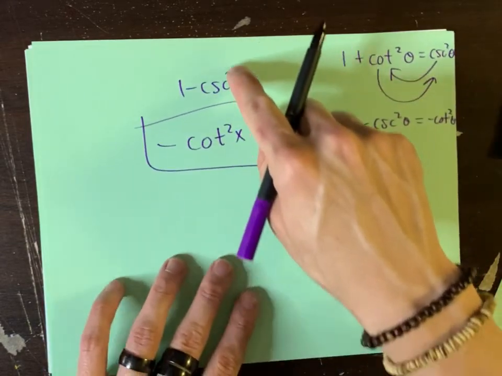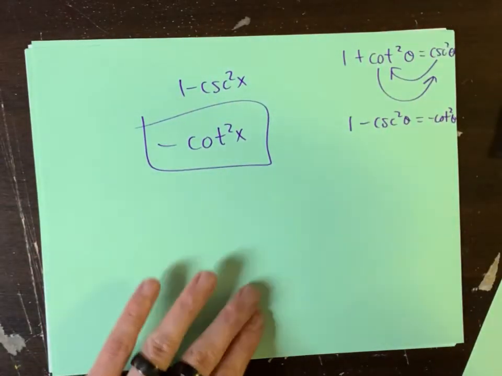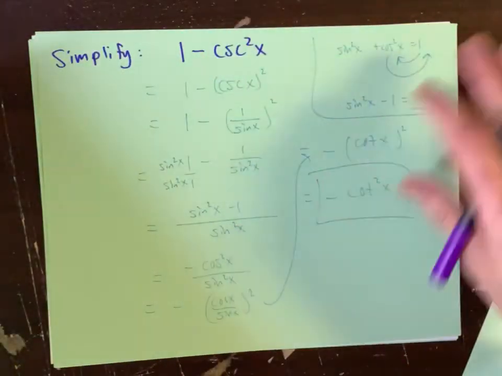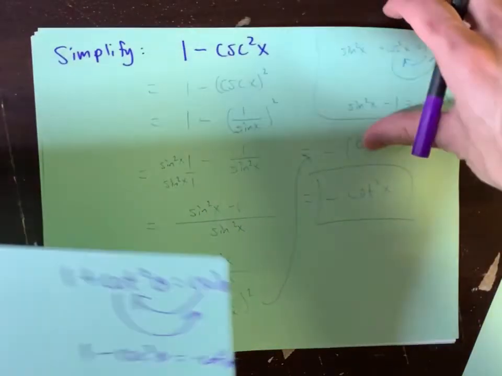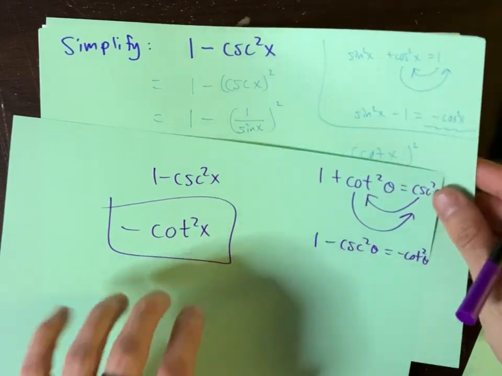But I mean, is your teacher okay with this? Because it seems like it was too easy. I don't know. That's why I felt like doing this the longer way, just to get more practice out of this, but whatever. Either way, that's the answer there, negative cotangent squared.